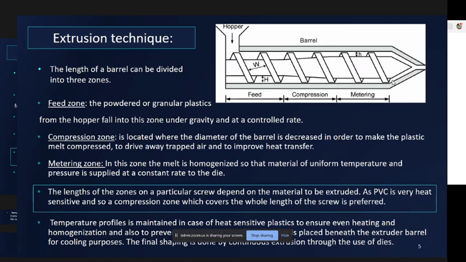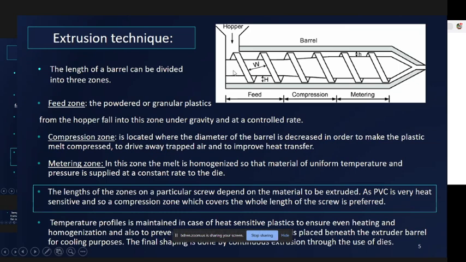Assalamu alaikum. I'm Gulam Murtuja, Role 9. Now I'm talking about extrusion technique. So from this figure, we can see the length of a barrel can be divided into 3 zones. Number 1 is feed zone. The powdered or granular plastics from the hopper fall into this zone under gravity.